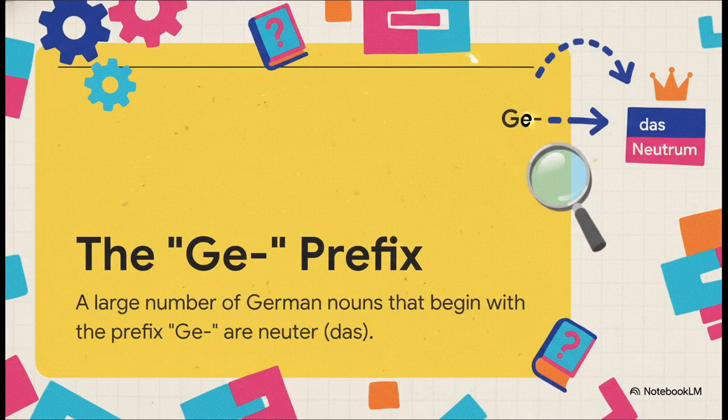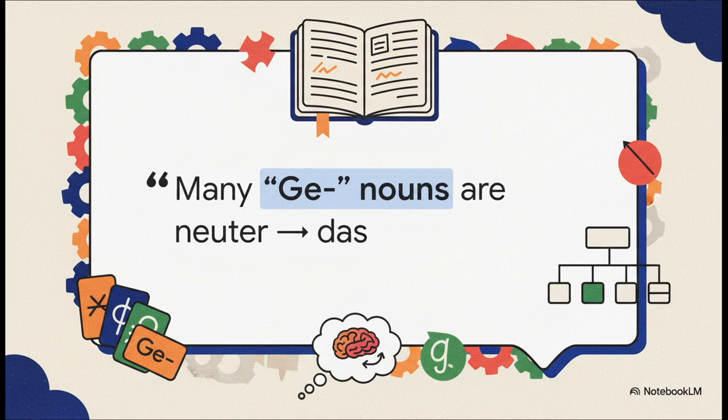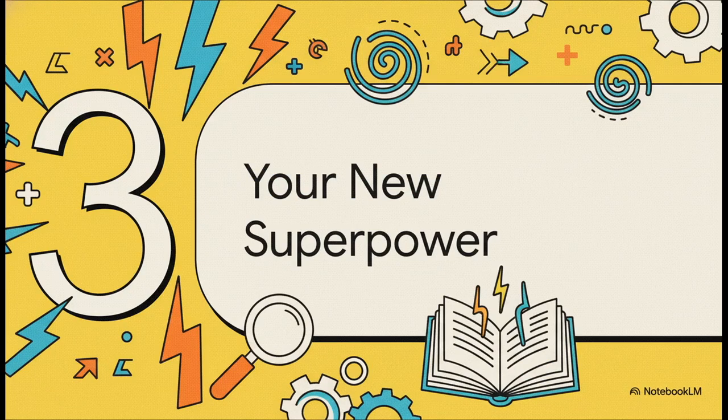So here it is, the rule we just uncovered. Now, is it 100% foolproof? Of course not. Language always has its weird exceptions. But a huge number of nouns that start with that ge prefix are neuter, and that is a seriously powerful shortcut. And this isn't just some crazy theory, it's a real recognized pattern that works time and time again. Think about it. Memorizing this one little trick is so much easier than trying to learn hundreds of individual noun genders one by one.